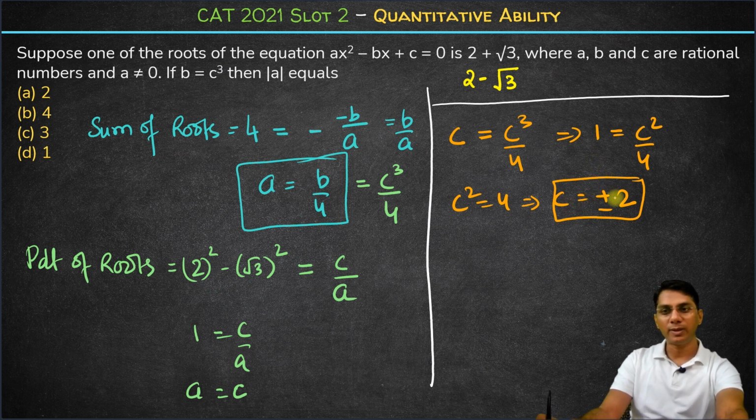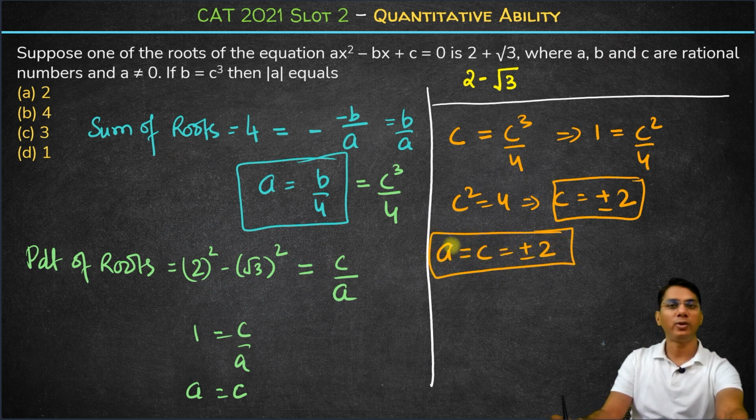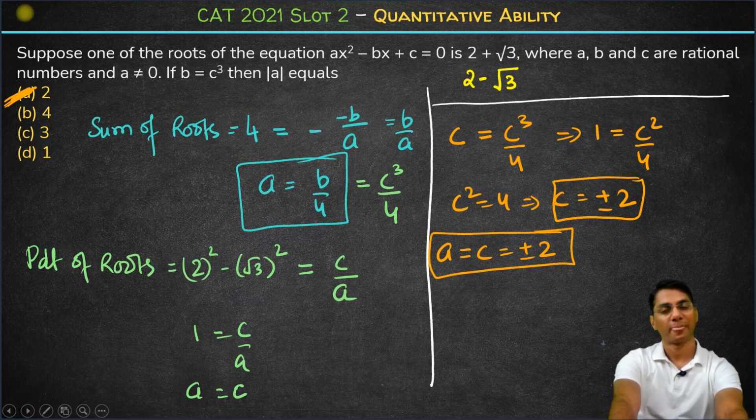Now if c is equal to plus 2 or minus 2, we know a is equal to c, which is equal to plus minus 2. So a will be either equal to plus 2 or minus 2, but we are asked what is mod of a. Even if a is 2, mod of a will be 2. Even if a is minus 2, mod of a will be plus 2. Hence in both the cases, mod of a will be option A, plus 2 only. Thank you.